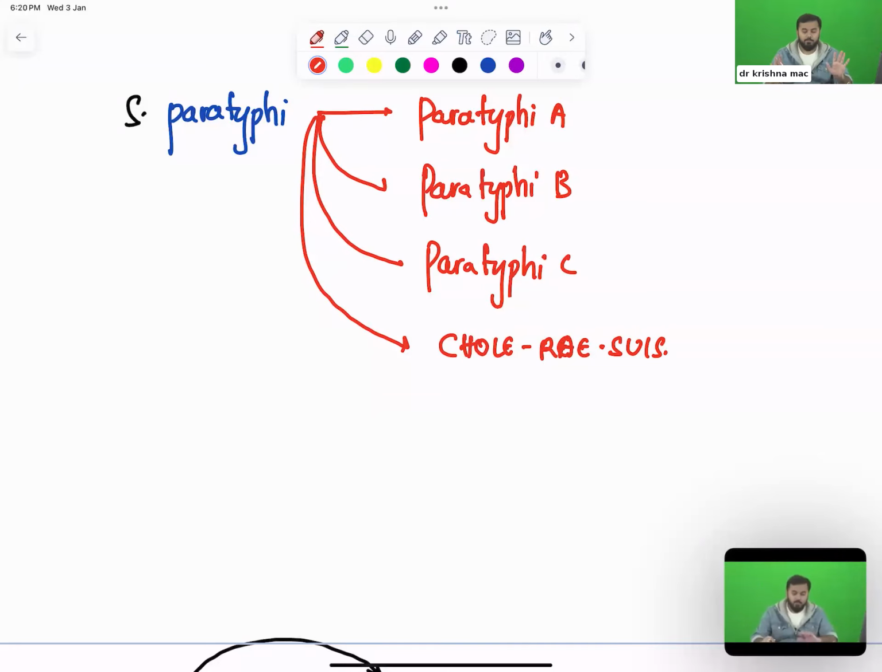Whatever it is, Salmonella typhi will cause typhoid, all of you know. Now, what is the route of entry of this organism? Obviously, all of you know the transmission. The transmission is what? Very good. The transmission is the fecal-oral route.